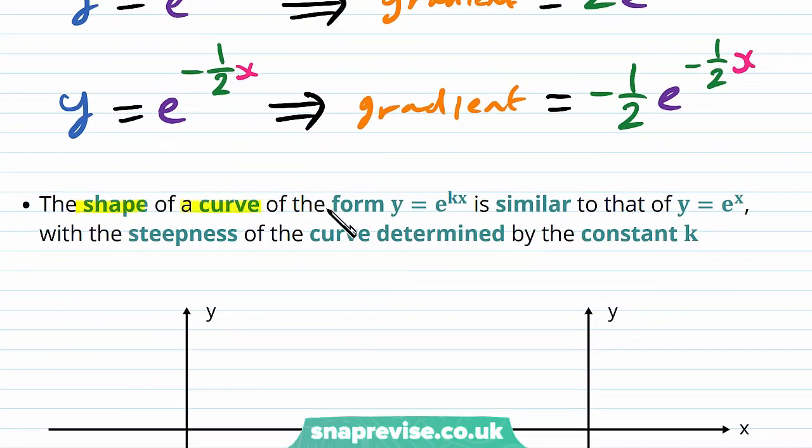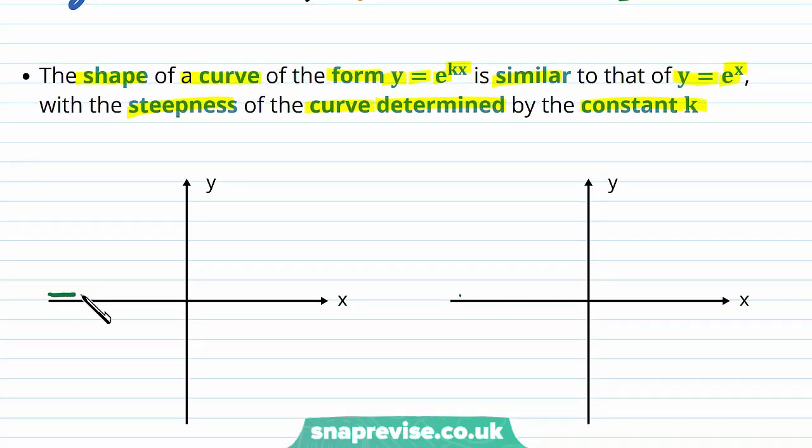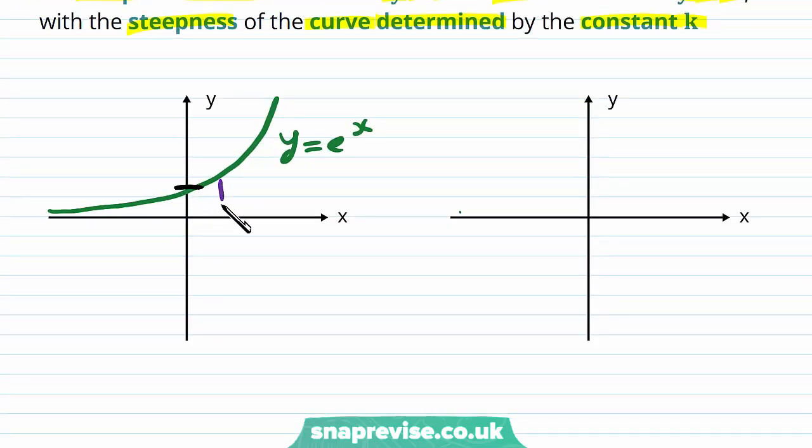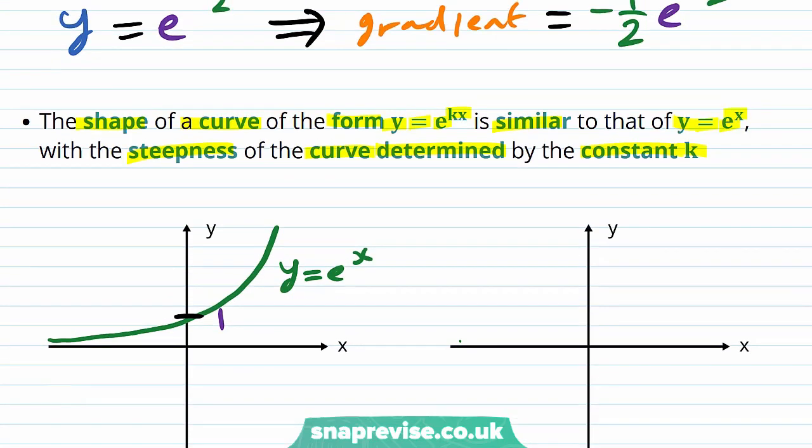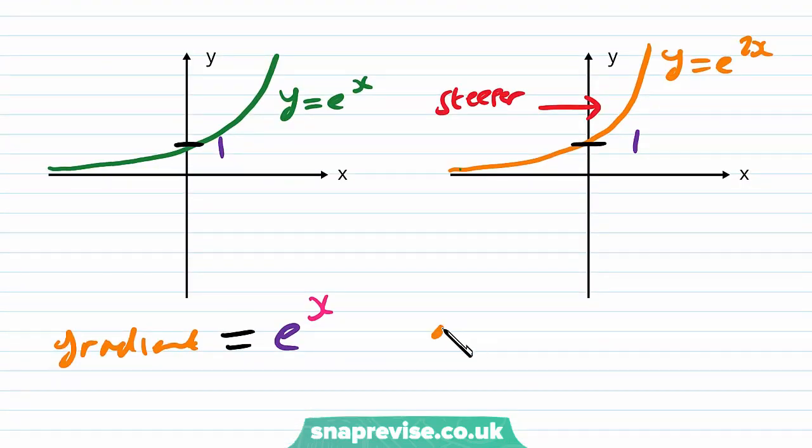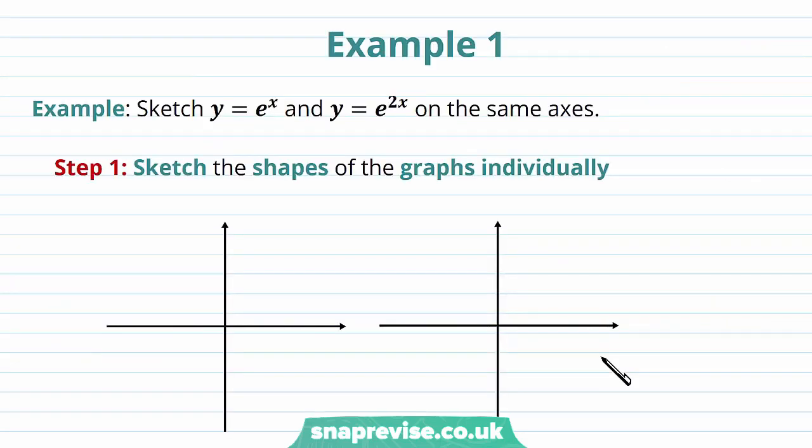The shape of a curve of the form y equals e to the kx is similar to that of y equals e to the x, with the steepness of the curve determined by the constant k. So this is the graph of y equals e to the x, for example. It passes through, of course, the point 1, as always, and the gradient is given by e to the power of x. But then if we sketch, for example, y equals e to the 2x, we notice that it's steeper. And this is because the gradient was given by 2e to the power of 2x. Let's take a look at some examples.